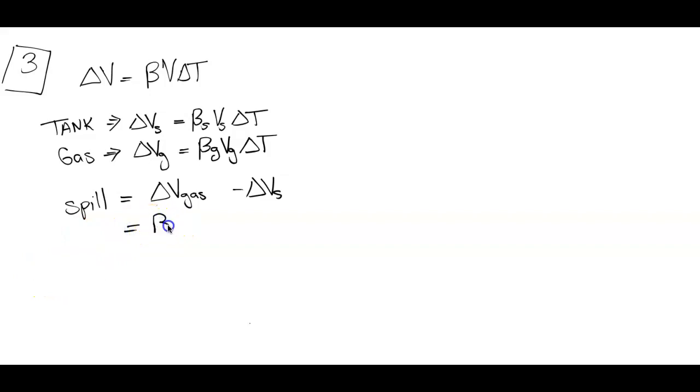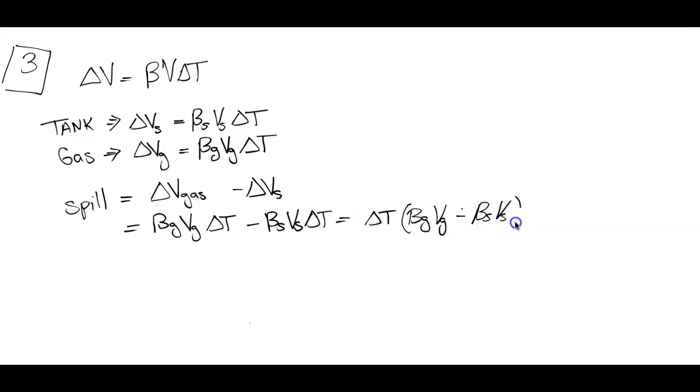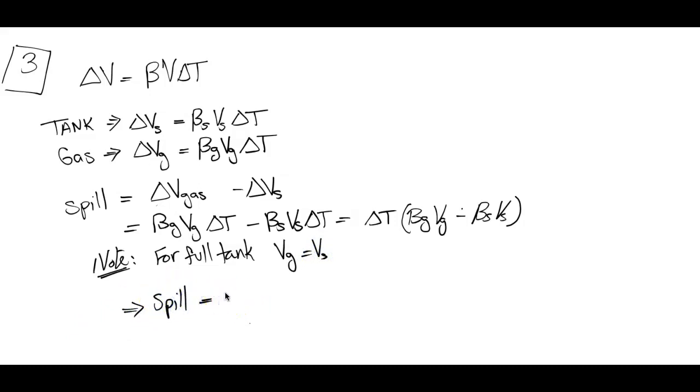Plugging in the equations, we get V sub G delta T minus V sub S delta T. And we have a delta T that is common, so we can factor that out, and we get V sub G minus V sub S. And then we note, if the tank is full, then V sub G is equal to V sub S. So that means that the spill then is going to equal delta T. I can now factor that V sub G, V sub S. If I call it V, then I'll have a V out here, and then I'll have beta G minus beta S.